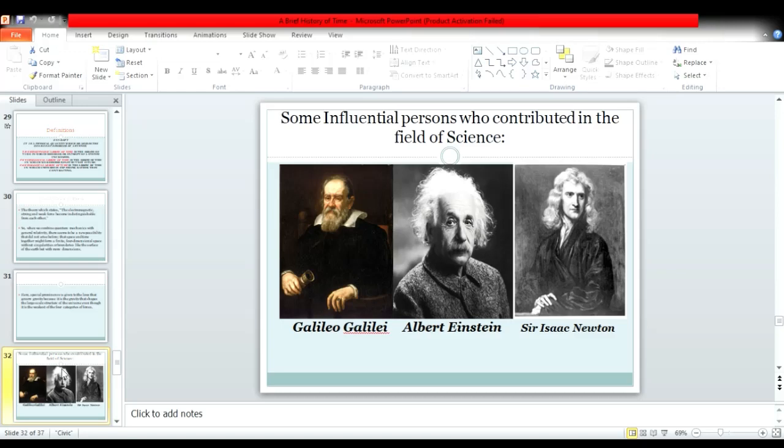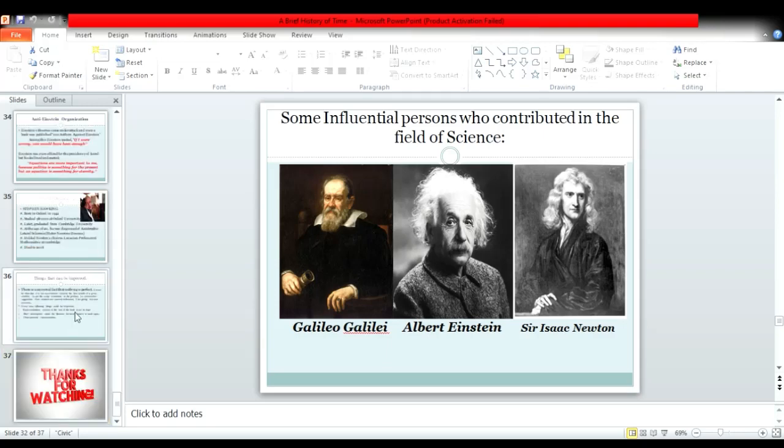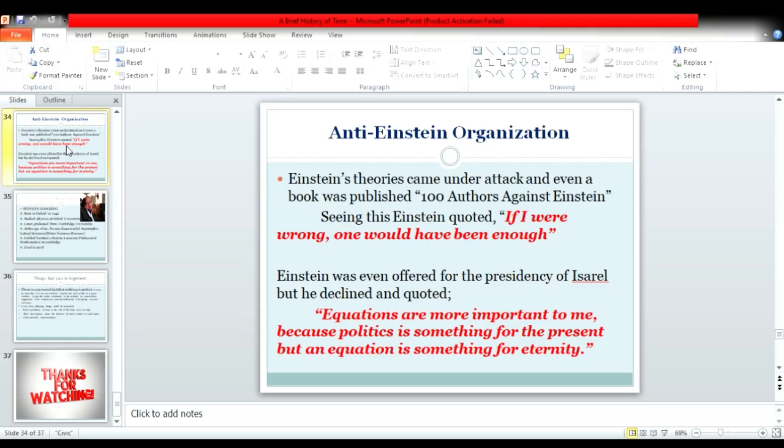There are some influential persons who contributed in the field of science, which are found influential: Galileo Galilei, Albert Einstein, and Sir Isaac Newton. This is the most interesting thing I found here. When Einstein's theories came under attack, even a book was published, 100 Authors Against Einstein. Hearing this, Einstein quoted at a time, "If I were wrong, one would have been enough." Wow, what a line he quoted.